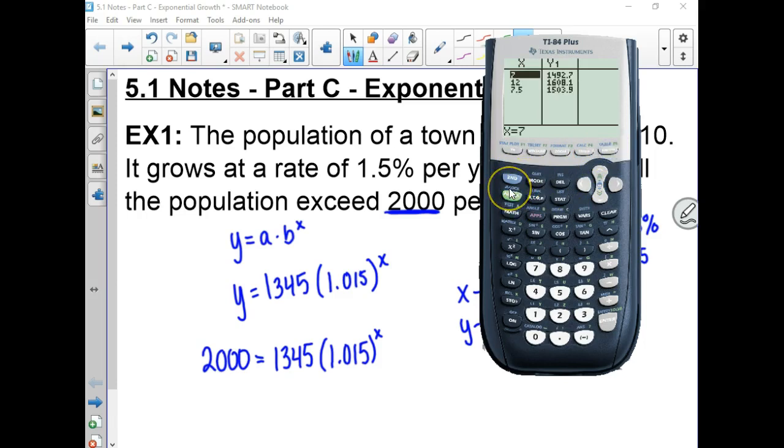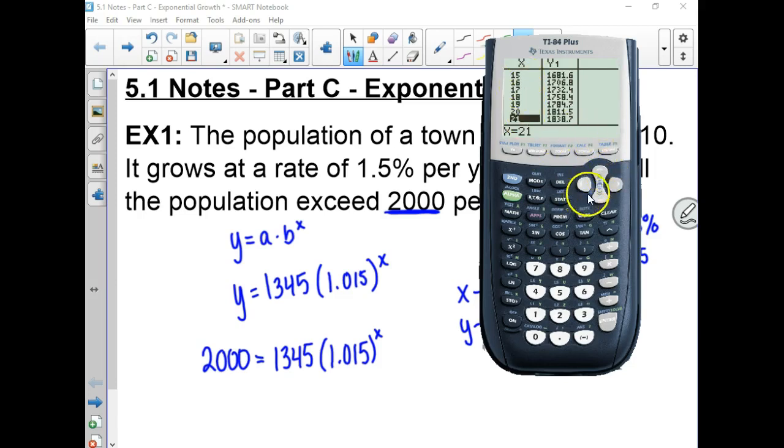So I'm going to go back to the table. Uh-oh. What happened? Go back to the table. Why is it not working? Okay, I think there's just a glitch in the calculator.